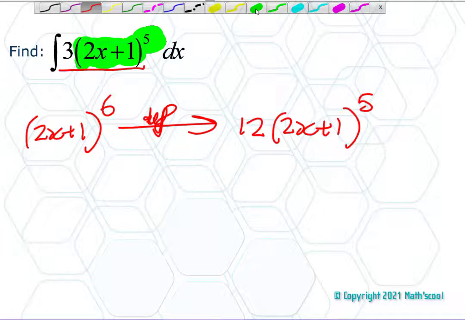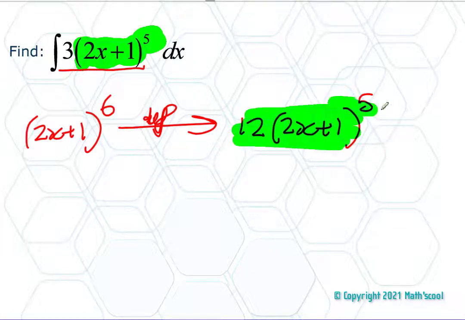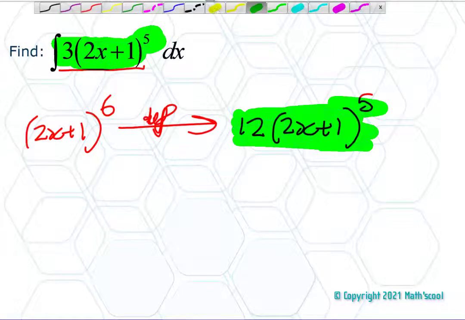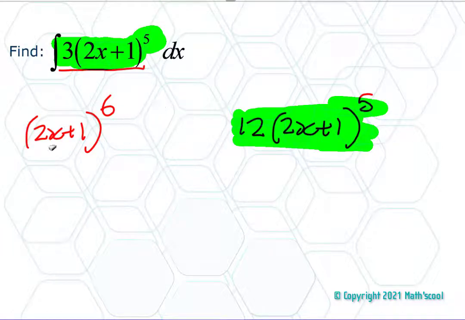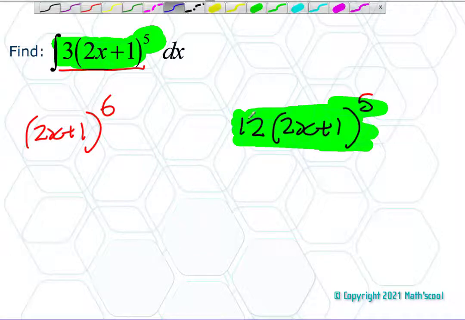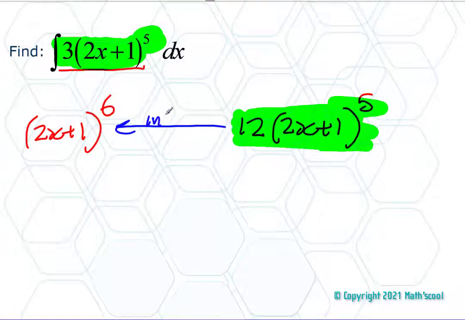Now that doesn't exactly match what we're supposed to be integrating, but it's quite an easy fix from there. So first thing is, let's reverse this arrow to say, okay, so if you didn't start from here and differentiate to get to here, you could go the other way. You could start from here and you could integrate, and that would take you back to this answer here.